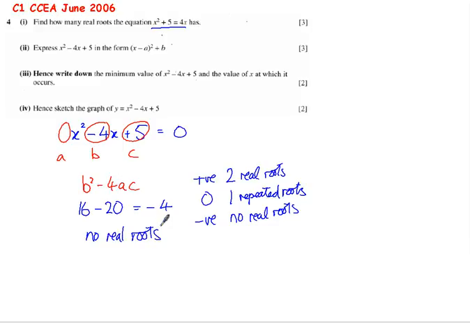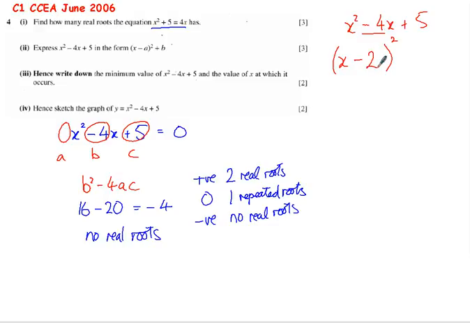Okay. So part 2 goes on then and says express this in the form of x minus a all squared plus b, and this is called completing the square. So if we take our expression, x squared minus 4x plus 5, and we look at the first two terms, we've got an x squared and a 4x. What we want to do is put that into a bracket squared. The way we do it is we have an x, and we half the coefficient of x. So half of negative 4 is negative 2.